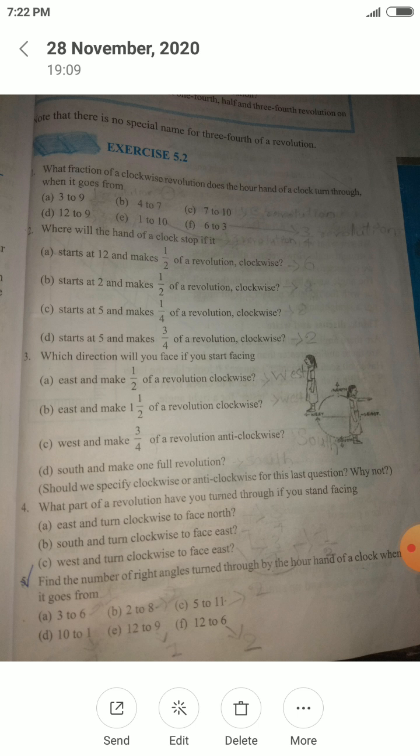D. South and make one full revolution. Face towards south and make one full revolution. Where will you stop? Again at south. One complete revolution.